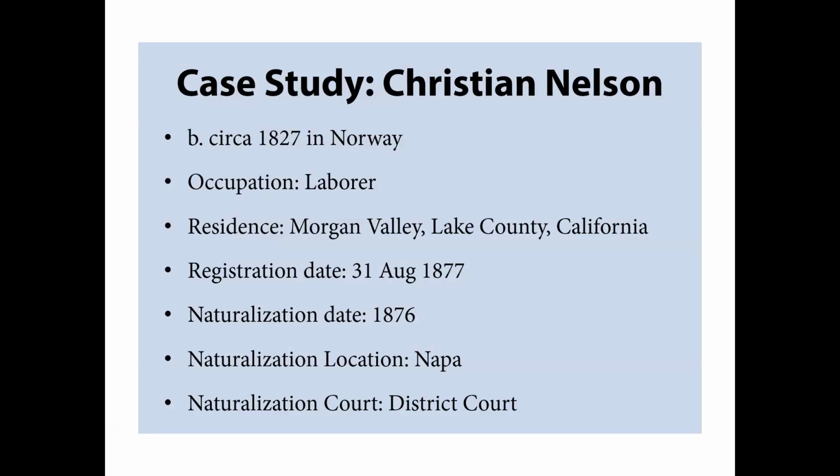So let's do a quick case study. We're going to look at Christian Nelson. He was born circa 1827 in Norway. He was a laborer and lived in Morgan Valley in Lake County, California. We have his registration date of August 31st, 1877 in the voter records. And he had naturalized in 1876, according to the records, in Napa District Court.